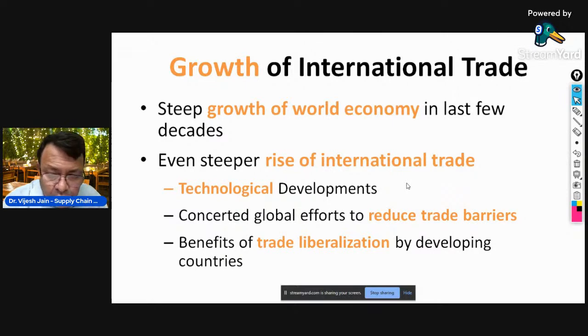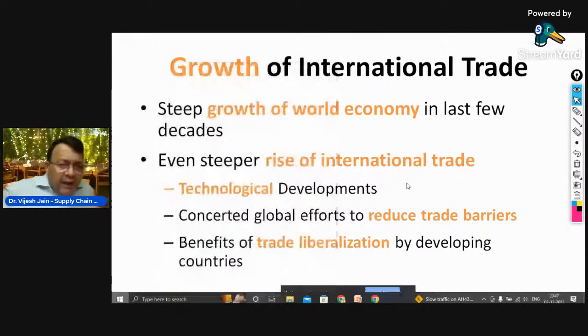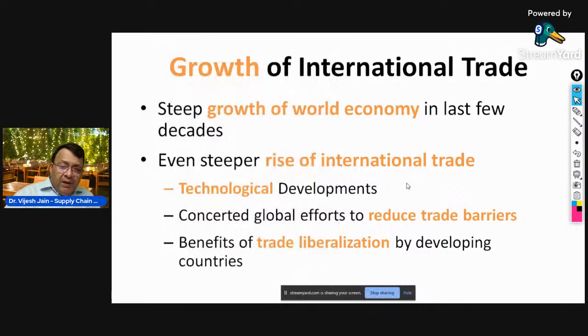So this international trade growth has really helped in increasing the scope. My purpose of this slide was to drive home the fact that the scope of supply chain management or international logistics is increasing because of the growth of international trade.